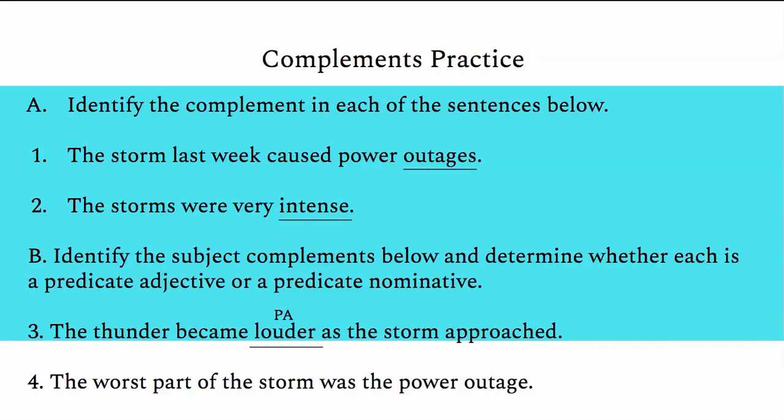And finally, number 4, the worst part of the storm was the power outage. Part is the subject. Remember that of the storm is a prep phrase, which means that storm cannot be a subject or a complement. So part is my subject, and what is completing the meaning of that sentence? Outage. Is outage a noun or an adjective? It's a noun, so outage is a predicate nominative. Now you're ready to try some more practice on your own.